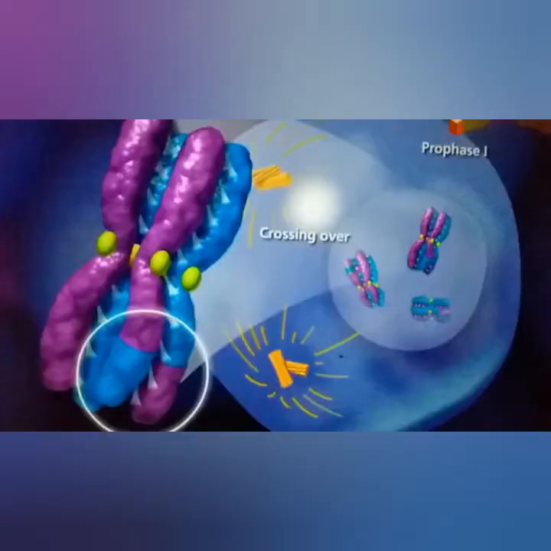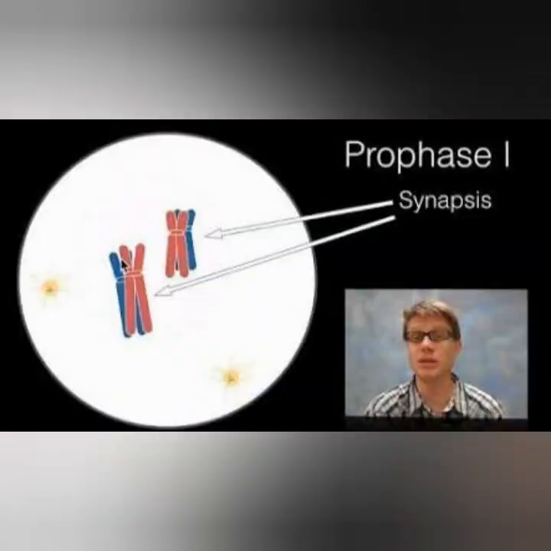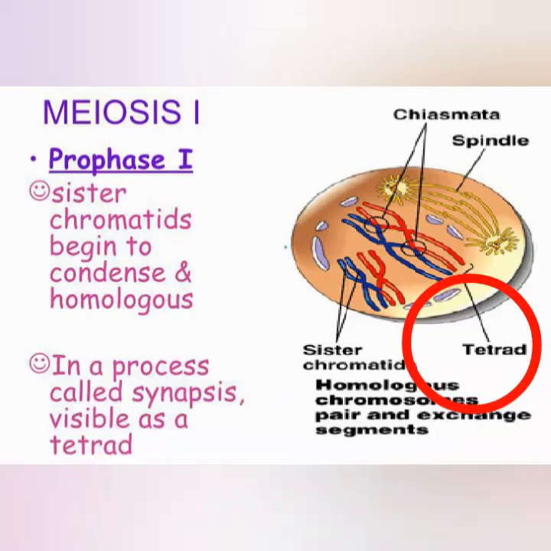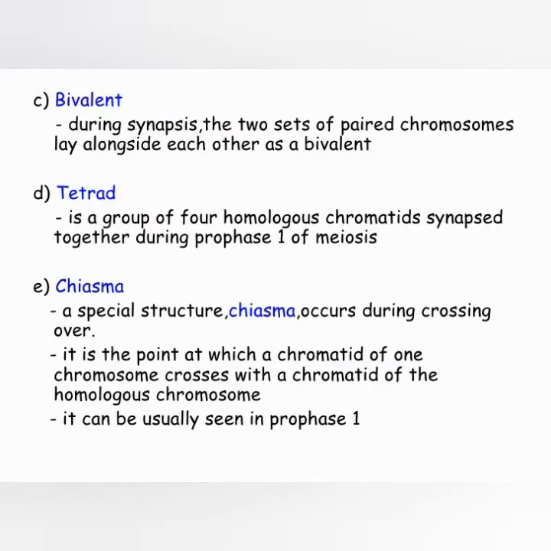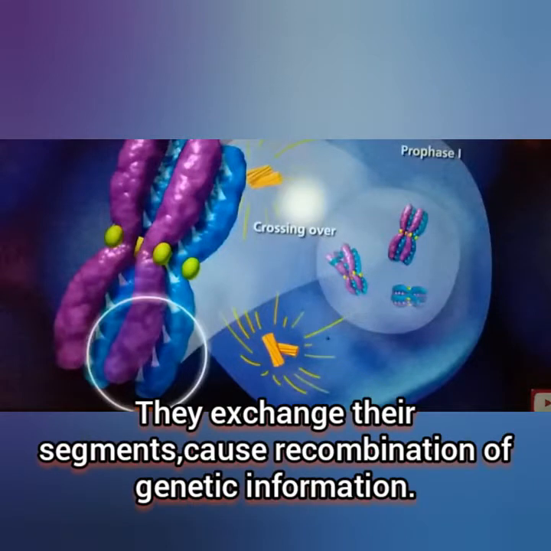Prophase 1. It is the longest phase. Chromatin condenses and synapsis occurs. Synapsis is the formation of pairs of chromosomes. Now each homologous pair is called a bivalent because each bivalent has four chromatids, and they are known as a tetrad. Chiasmata is the point where these pair of chromosomes are attached. Now crossing over occurs, in which they exchange their segments. This exchange causes the recombination of genetic information.